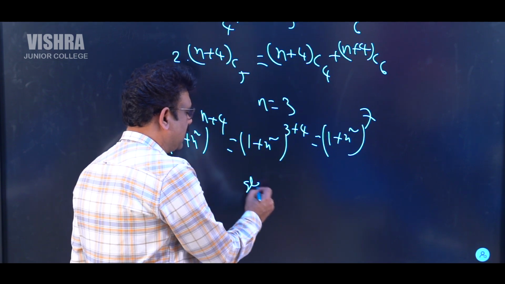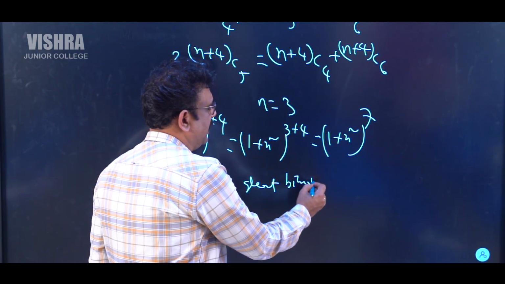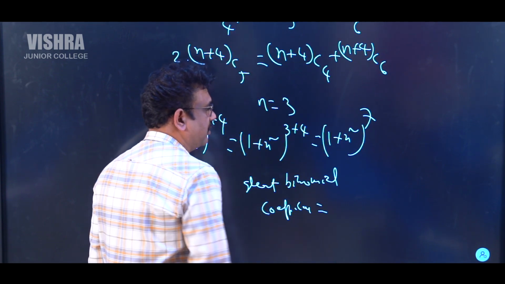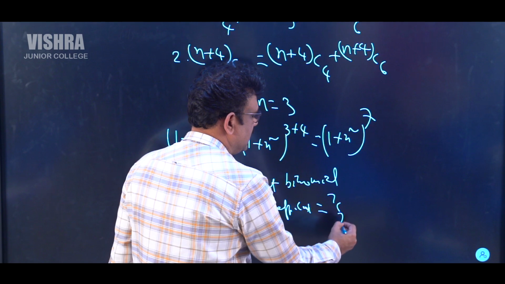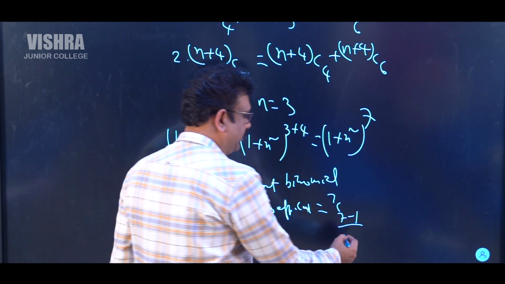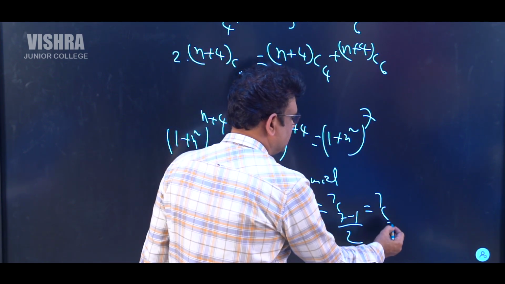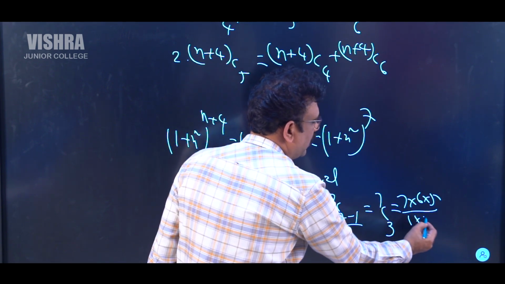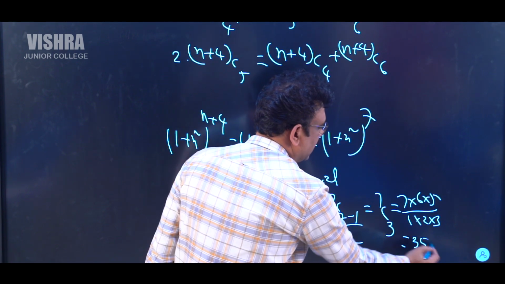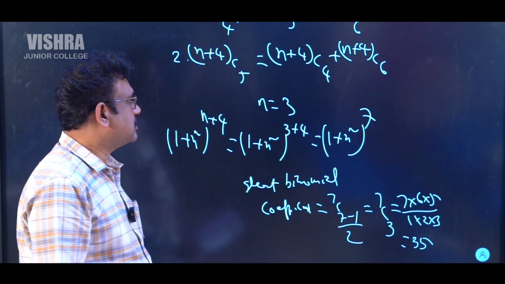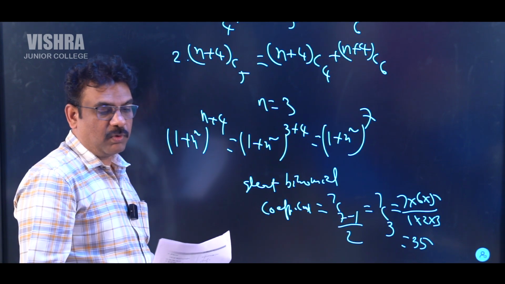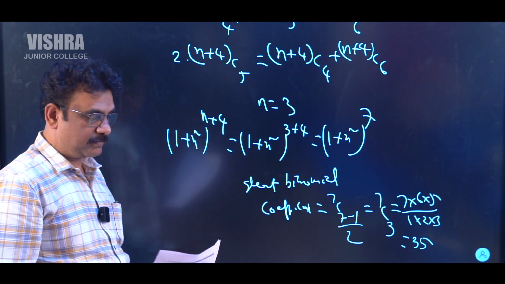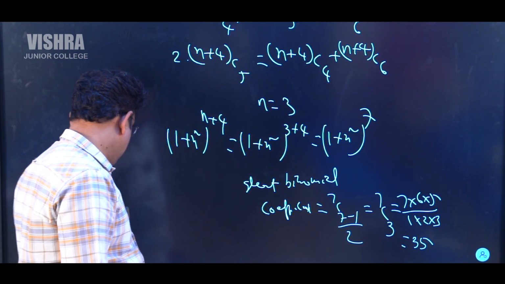The greatest binomial coefficient is equal to 7C((7-1)/2), that is equal to 7C3. 7C3 is 7 into 6 into 5 by 1 into 2 into 3, that is equal to 35. So 35 is the greatest binomial coefficient in the expansion of (1 + x²)^(n+4) when n equals 3. This is from binomial expansion.